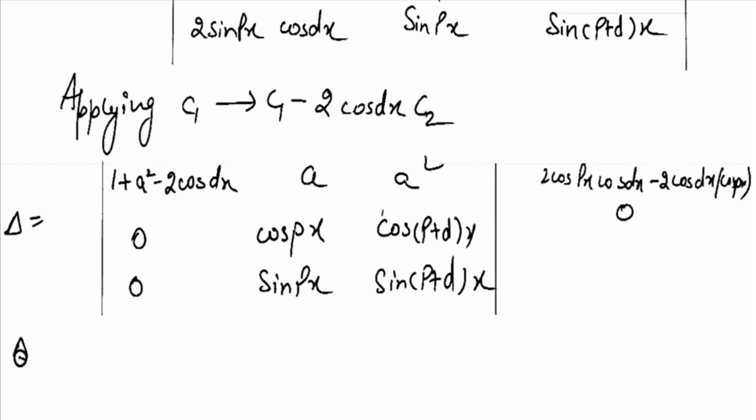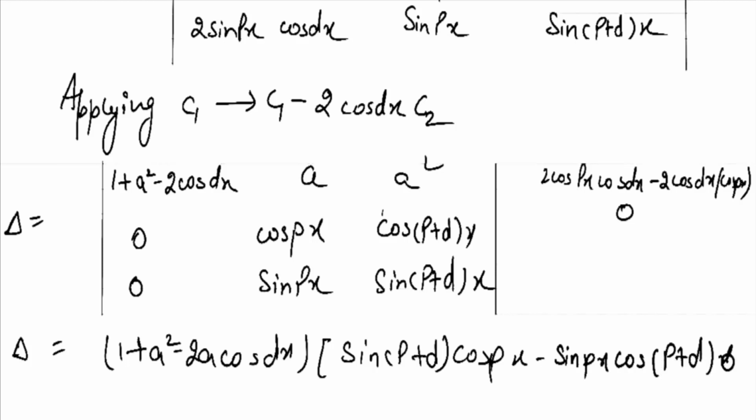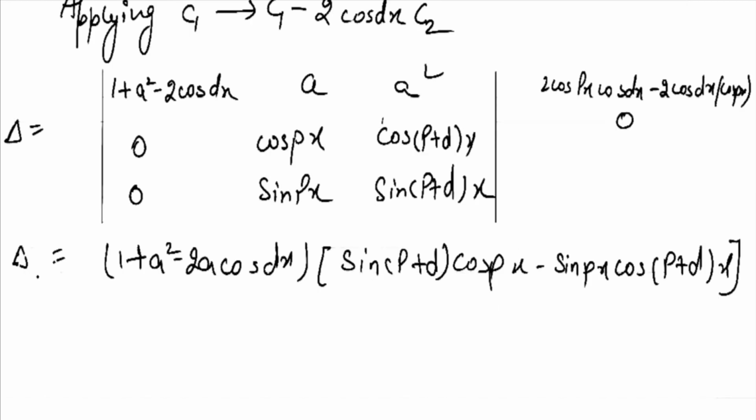Okay, so now from here, let's see what we will get is 1 plus a square minus 2a cos dx. After expanding this, we will get sin (p plus d) into cos px. What we are doing is cross multiplications. Okay, understand? And here will be sin px into cos (p plus dx).